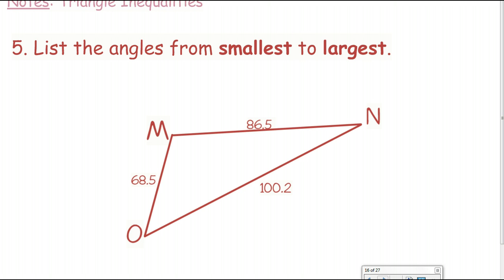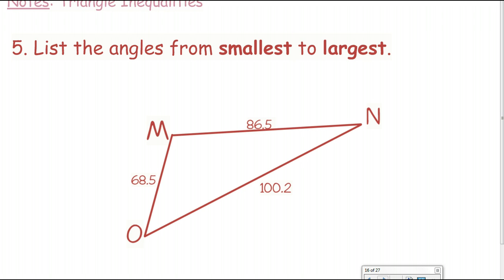List the angles from smallest to largest. Same thing. I'm going to give you a minute. Don't say anything out loud. You have the picture this time. No excuses. Smallest angle across from the smallest side. Are you done with this example on your paper? We're listing letters. Just put the letters from smallest to largest. Which angle is the smallest?